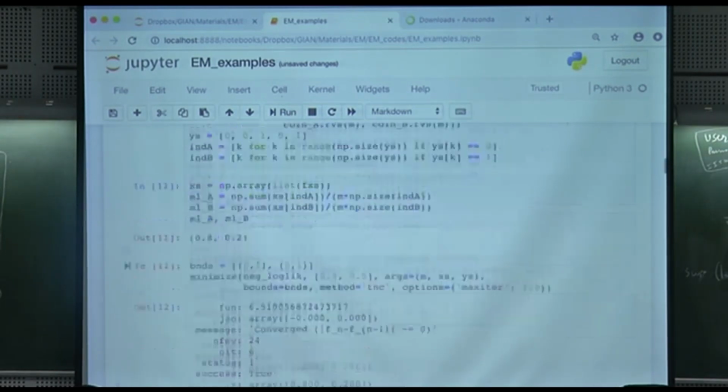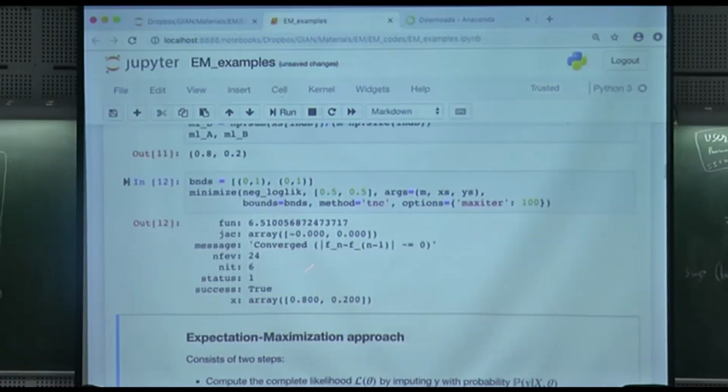And it's not very surprisingly 0.8 and 0.2. If this optimization works, it should give me exactly that because I know that that's the optimal solution. It converged there. Why did I want to tell you about this thing?